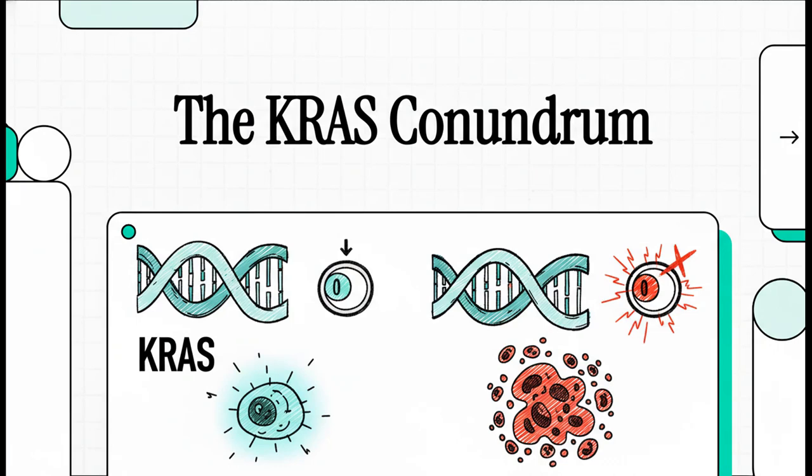Today, we're diving deep into one of the biggest puzzles in cancer research, and it all centers on this one gene called KRAS. Now think of KRAS as a master switch for cell growth. When it's working right, everything is fine. But when it breaks, it can drive some of the absolute deadliest cancers we know of. So let's get right into it.